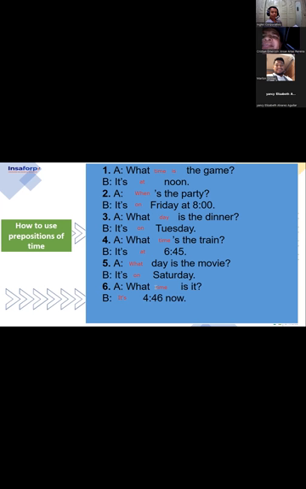When's the party? Bueno, it's on Friday at 8 o'clock. It's on Friday at 8 o'clock. No, repetition. Chris, come on, repetition. When's the party? When is the party? It's on Friday at 8 p.m. Okie dokie, right? Pero sí, así se hace. Podemos poner 8 a.m. o 8 p.m., right? Okay, thank you.